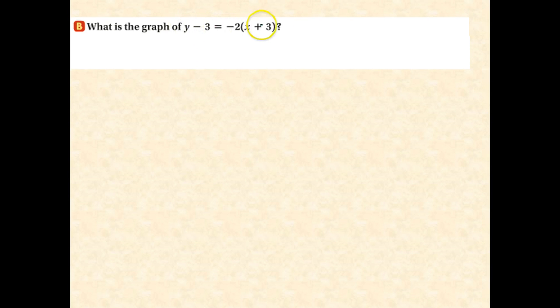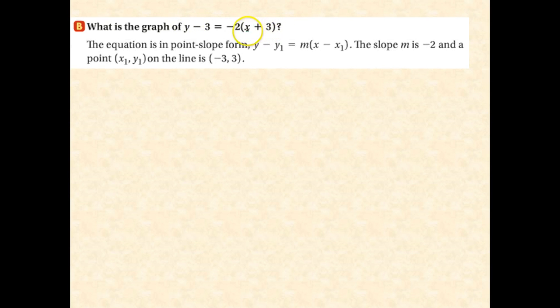Ooh, this one is in point-slope form. So my slope is -2, and my point is, let's see, x minus the x value of my point. So x minus -3 is x plus 3. That means that my x1 is -3. And then y minus y1, y minus 3, so my y value is 3. So my point is -3, 3, and my slope is -2.